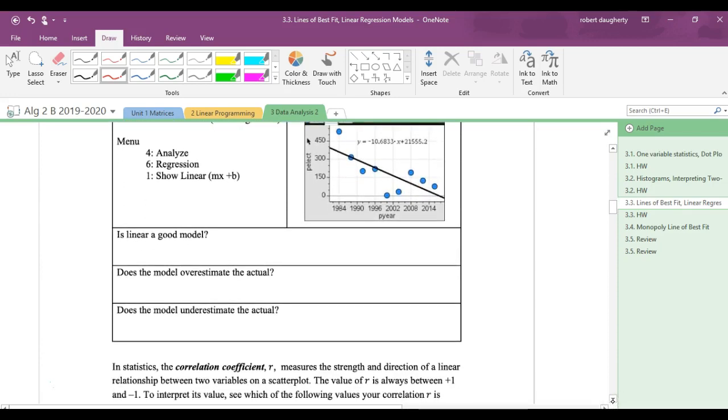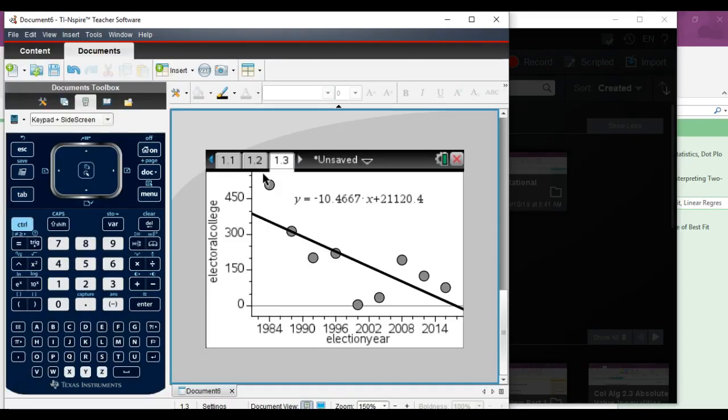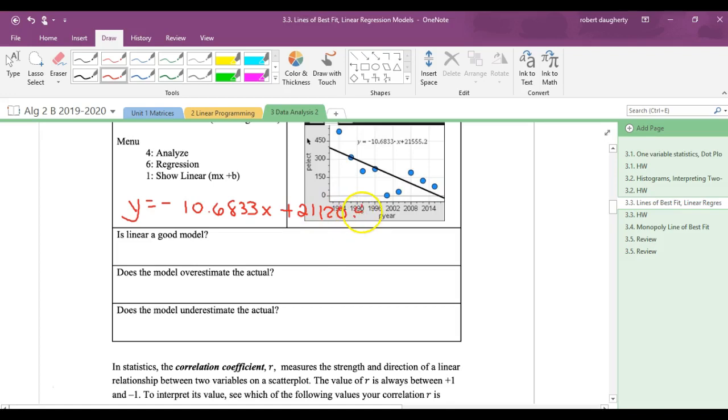So if I look at this, what is the line that we have? And there's what you see there. So y equals negative 10.6833x plus 21. What did you guys get on yours? The number that's out. So plus 21, what? Is it the same thing that I got here? Oh, sorry. 2120.4. Okay. Pardon me? You got this?